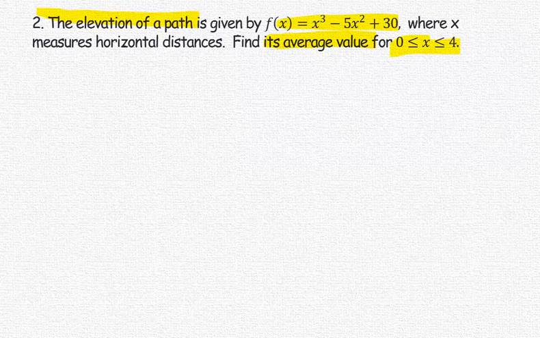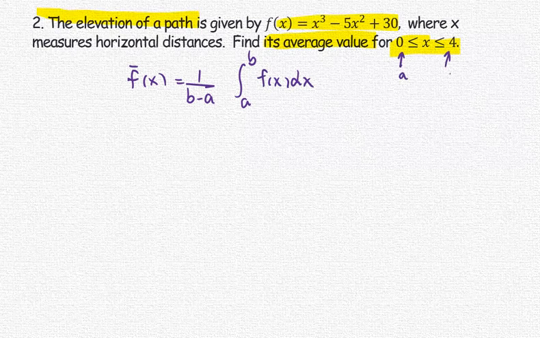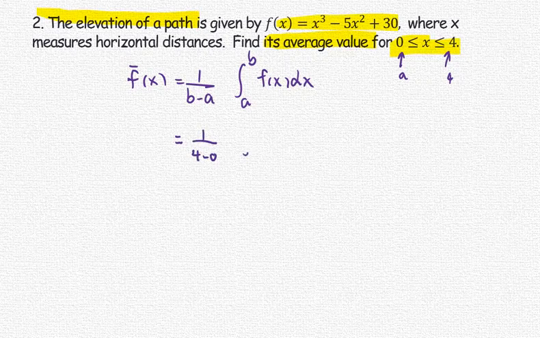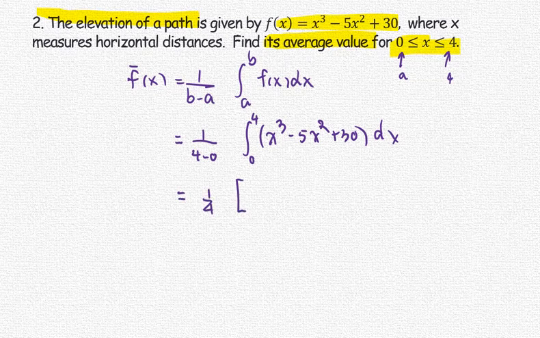To find the average function value, the formula is f bar of x equals 1 over b minus a multiplied by the definite integral from a to b of the function with respect to x. In this case, a is 0 and b is 4. Then the average function value is 1 over 4 minus 0 multiplied by the definite integral from 0 to 4 of the function x to the third minus 5x to the second plus 30 with respect to x, or 1 over 4 multiplied by the antiderivative of the three terms of the integrand.